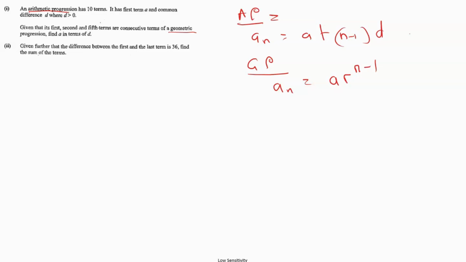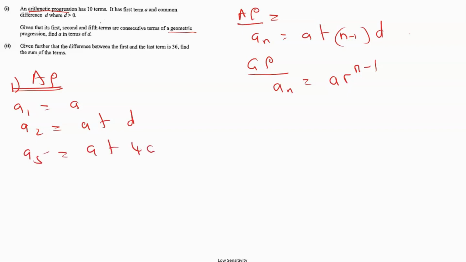We are also given that the first, second, and fifth terms are consecutive terms of a geometric progression. So let's first focus on the arithmetic progression. The first term is just a, right? The second term is going to be a plus d. We're still using this formula. And the fifth term is going to be a plus 4d.